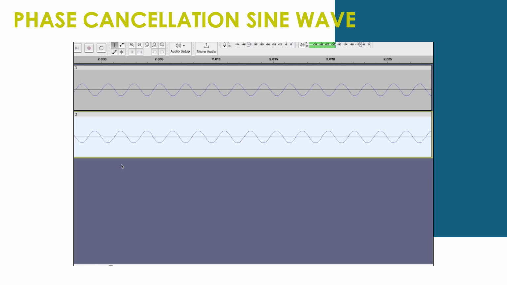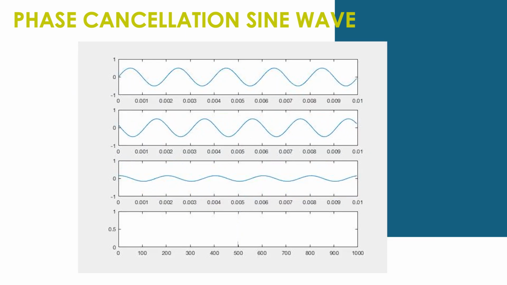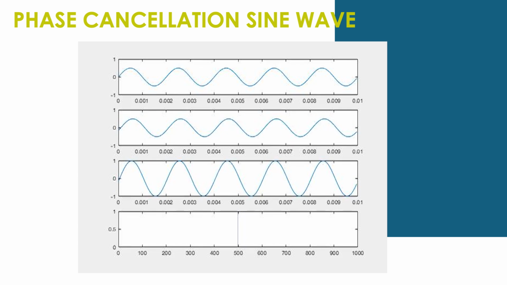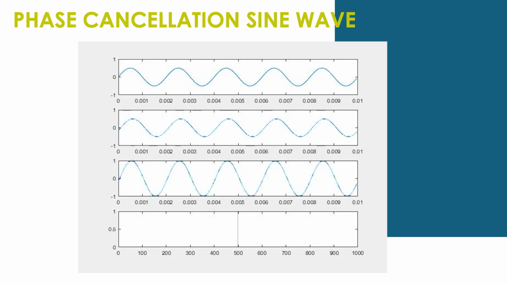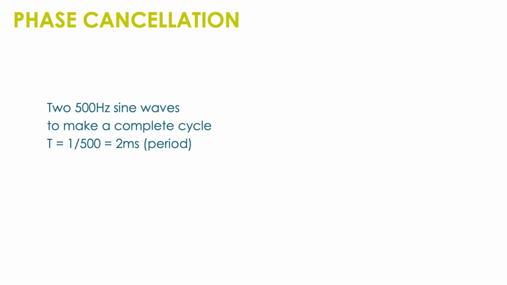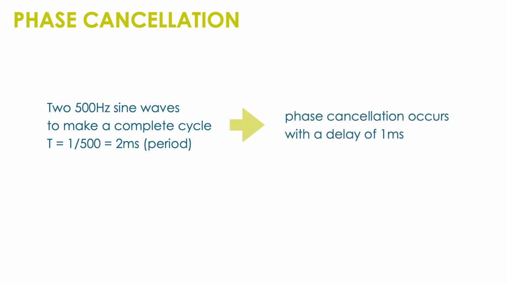This is also evident in the second video, where the third plot depicts the sum of the two waves. The fourth plot instead represents the spectrum. Let's consider now some examples. First, let's consider a couple of waves at 500 Hz. A phase difference of half a period, which is 1 millisecond, causes cancellation.